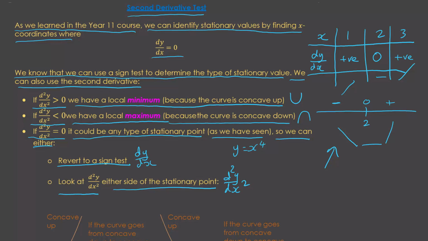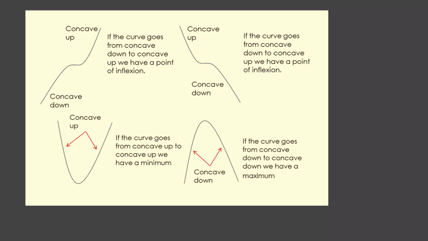So you have a sign test with the first derivative or with the second derivative. And you would need to do this if you found d²y/dx² was 0. You can't just say it's a horizontal point of inflection. And as I said, we've seen that. So let's look at that second derivative test.